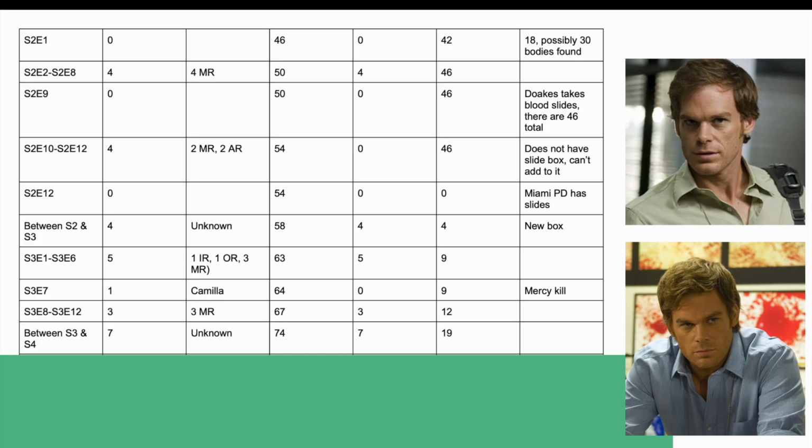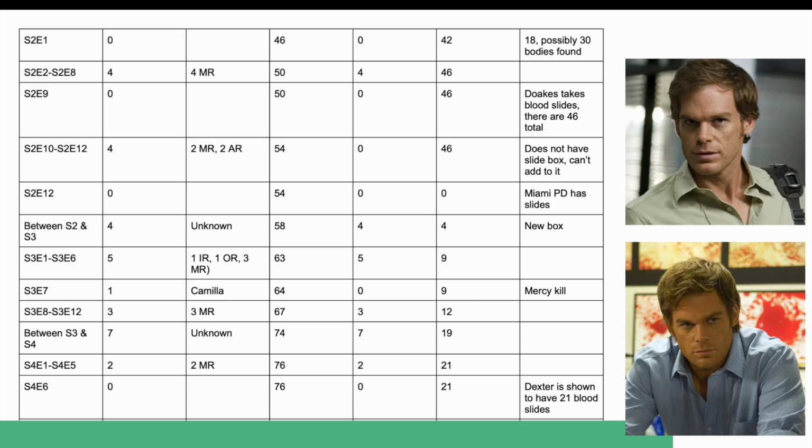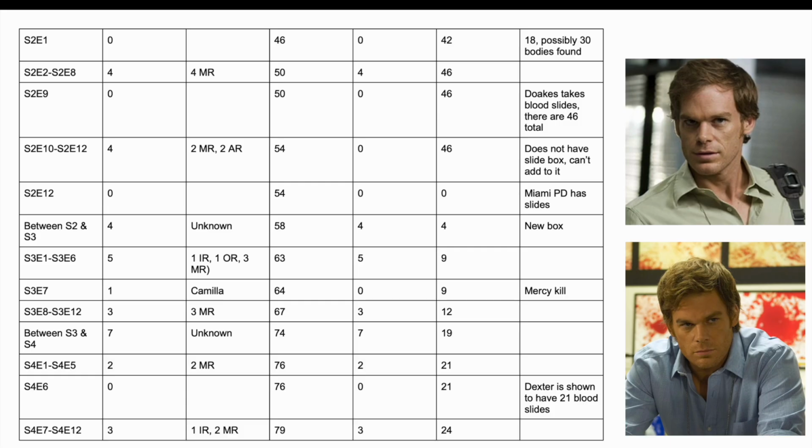Between seasons 3 and 4, he kills only 7. However, between seasons 3 and 4, Rita has a baby, and he was also busy with a baby, so I'm not sure if 7's high or low for him, but it's 7. In the first half of season 4, he kills 2 and takes 2 slides. Again, he's pretty busy with a baby at this point. In episode 6, he doesn't kill anybody, but he is shown to have 21 blood slides, which is how I figured out the between seasons 3 and 4. In the remainder of season 4, he kills 3 and takes 3 slides.